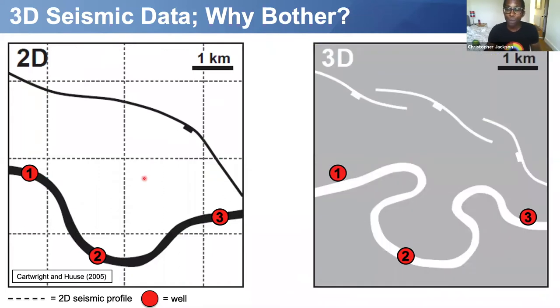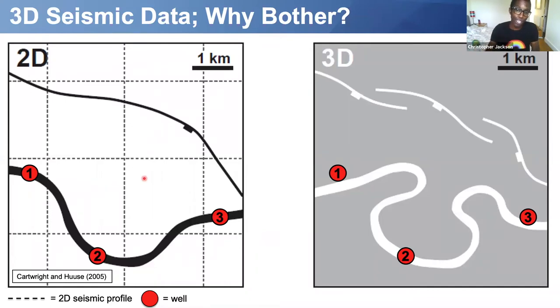What we can have though instead is if we collect a 3D seismic data set. In those sorts of data, they're quasi 3D in that the line spacing is normally as little as 12.5 meters. So that's kind of the length of my house.